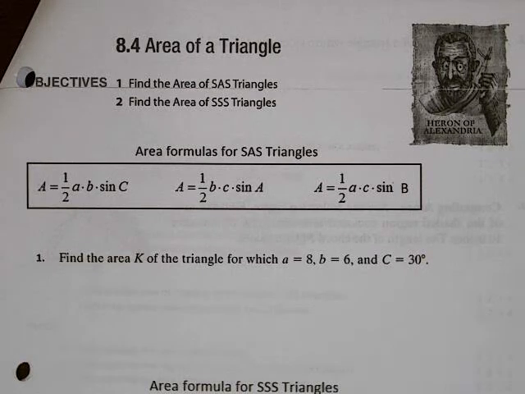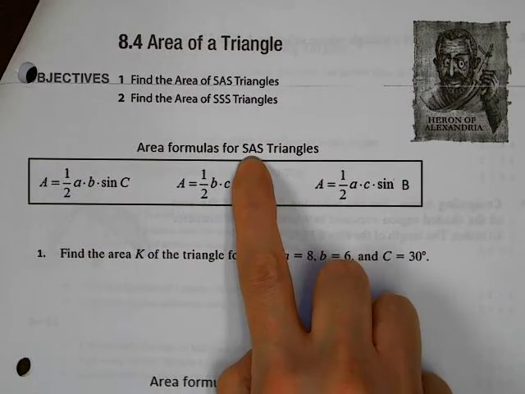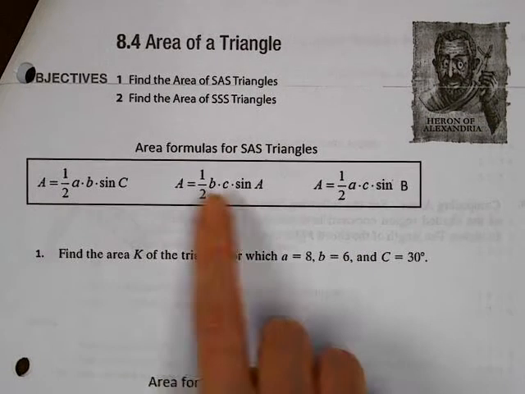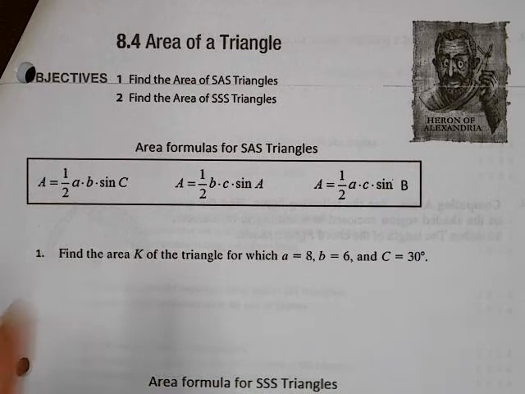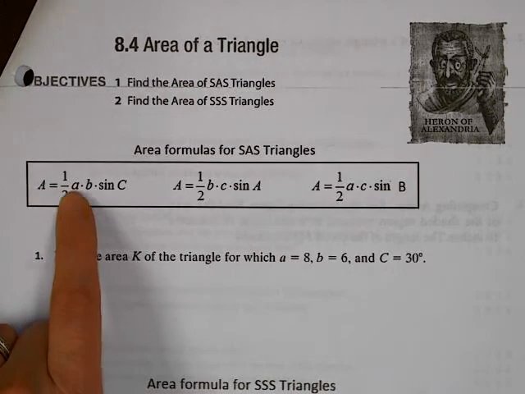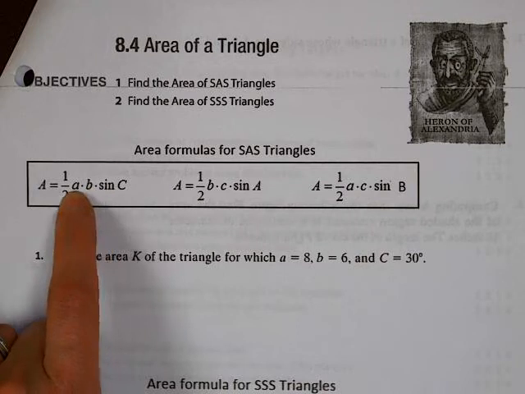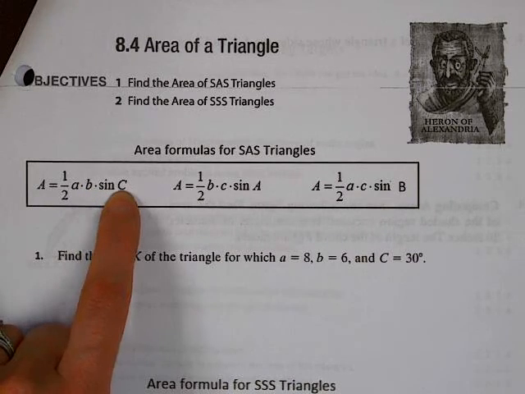This section is on finding areas of triangles when you can't do base times height divided by 2 because it's not a right triangle. If you happen to know the side-angle-side measures in a triangle, you can use one of these three formulas. They're actually pretty easy to memorize. It's 1/2 times the sides times the sine of the angle between them.